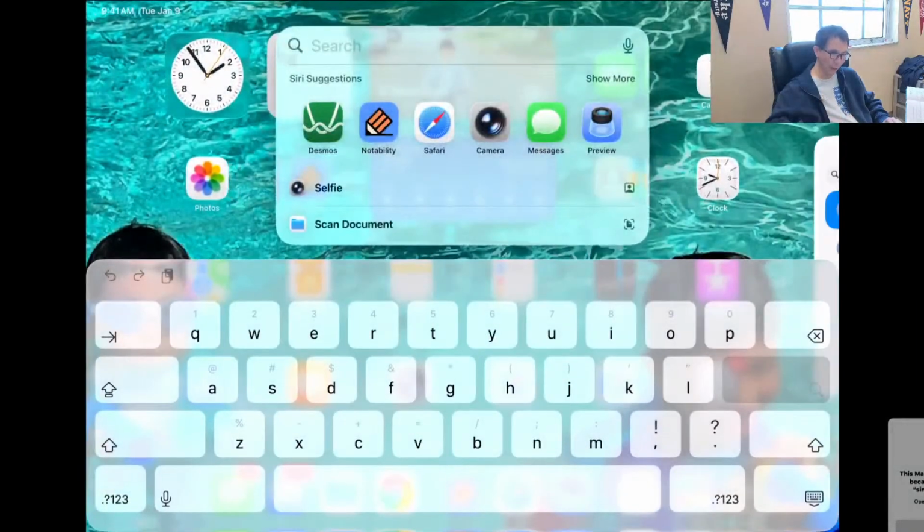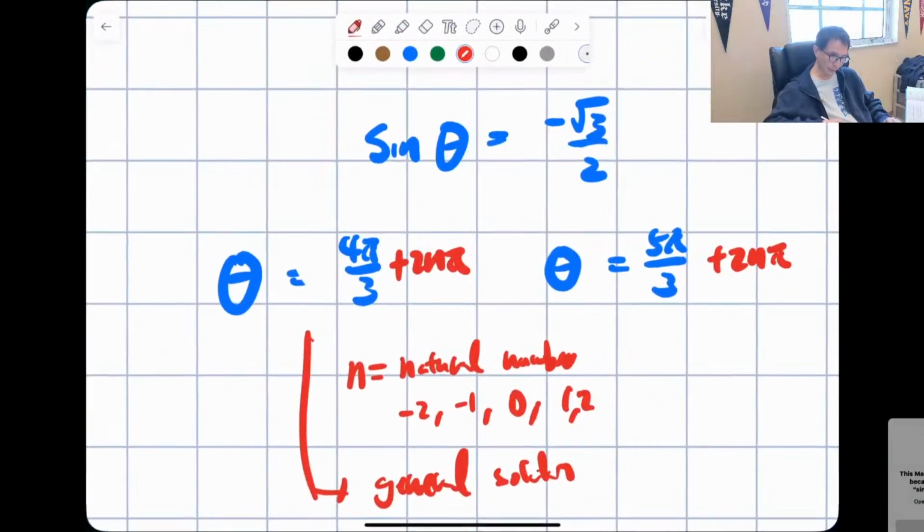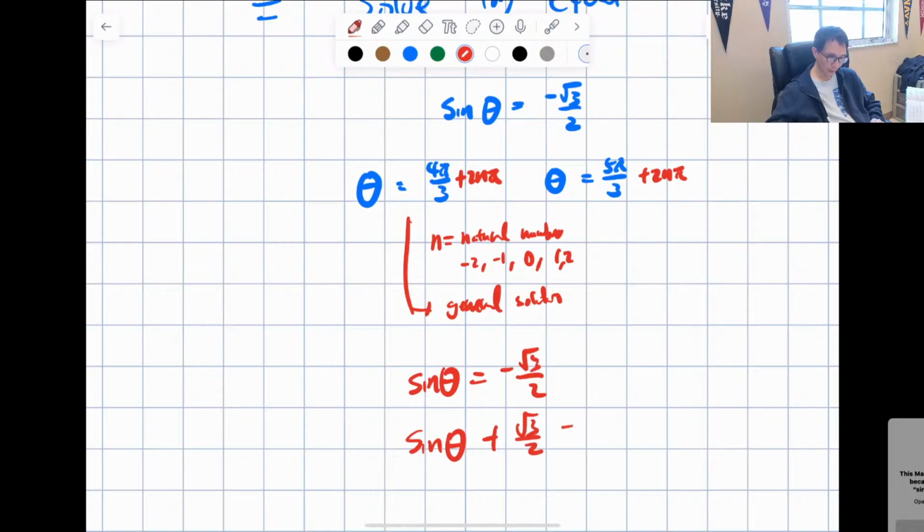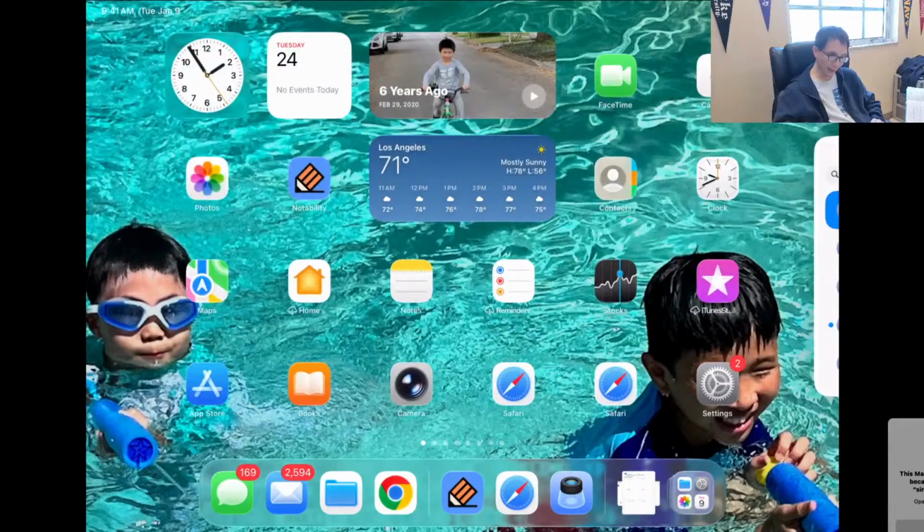So how do I do this on the calculator? How do I do this on decimals? Right? So sine of theta is equal to negative square root 3 over 2. I can move this to the other side, so I can look at where the answer is. So look at the decimals here.